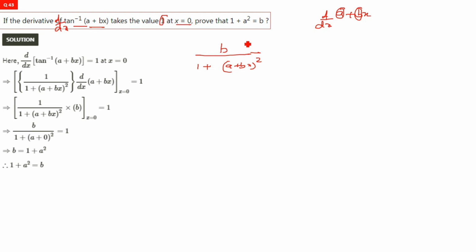Now it takes the value of 1 at x equals 0. So this is equal to 1 when x is equal to 0. Now put x equals 0, you get b by 1 plus, if this is 0, a square. 1 plus a square is equal to 1. So b will be equal to 1 plus a square. And that is what we have to prove. Okay.